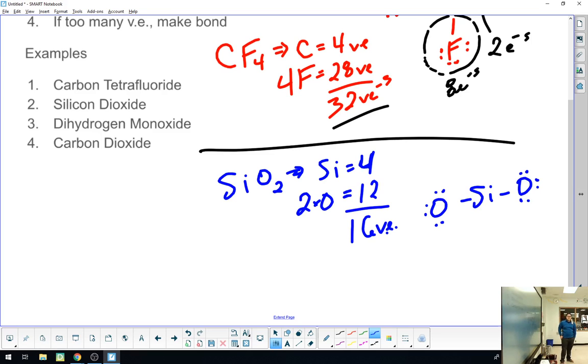Silicon needs 8 too, absolutely. But then you have too many. How many do I have right now? You have 20. How many do I want? 16. If we have too many electrons, that means we're not sharing enough. We need to share some more. So what do we do here? We take 2 electrons away from the bottom for both silicon and oxygen, and we make this a double bond.